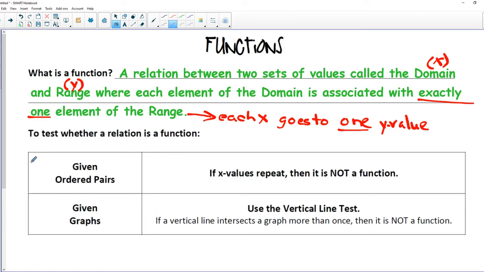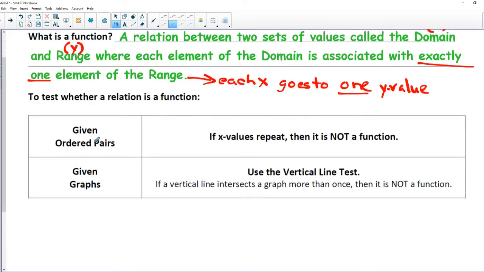It's a little harder. Okay, so to test whether a relation is a function, there's two main ways. Given ordered pairs, now there's different ways to present ordered pairs, as we'll see. If we see x values repeated, right? So if you see two 2's that are x's, or two 7's, or it could be more than two. But if an x value is used more than once, then it's not a function, because those multiple x values are going to multiple y values, right? And as the rule goes, each x is supposed to go to just one y value.